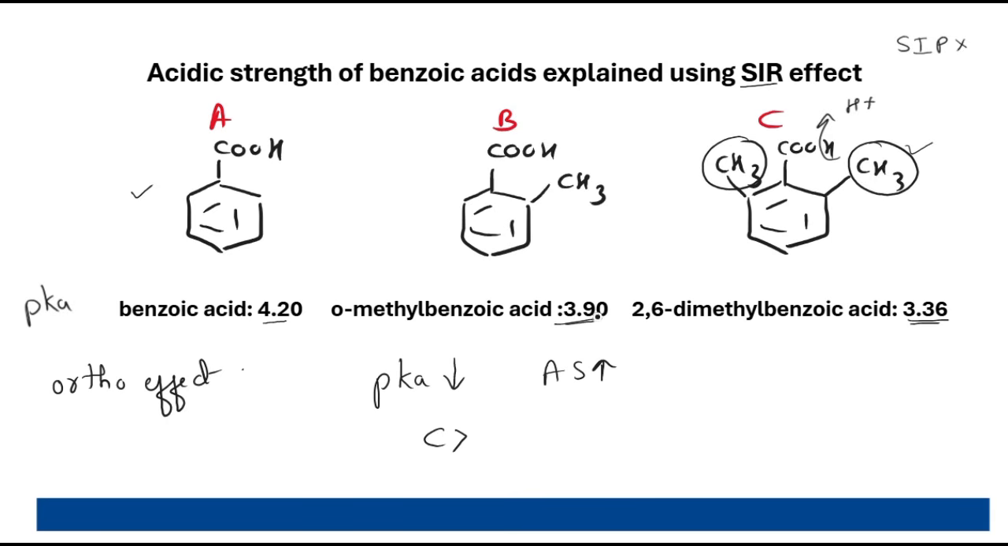Then which molecule do we have? It is ortho-methyl benzoic acid, molecule B. And then the least acidic is benzoic acid, as there are no bulky substituents at the ortho position. So what you understand from this is, whenever there are bulky substituents at the ortho position, the acidic strength of benzoic acid increases. Similarly, when there are bulky groups at the ortho position for an aniline molecule, its basic strength will also increase. And for both of them, the reason is the SIR effect. Now let's solve a question based on this in order to understand the concept better.